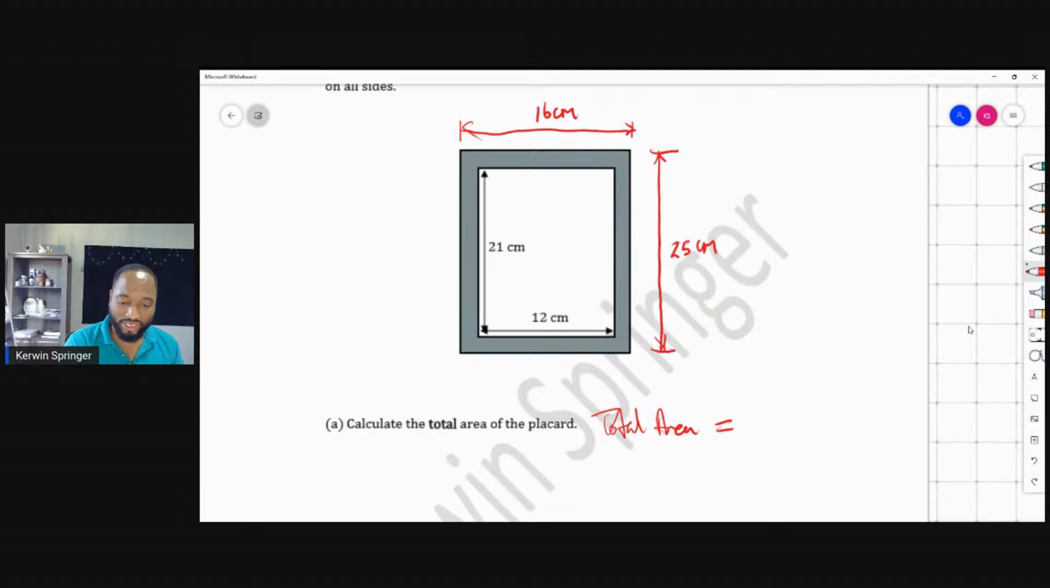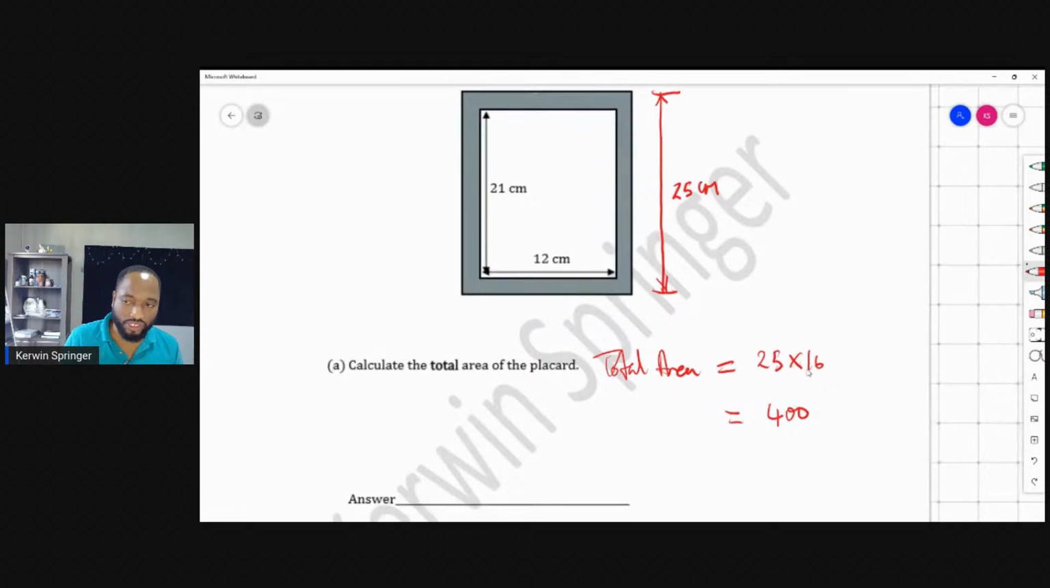So the total area is going to be 25 times 16. Now, a 4 could go into this, and 4 by this is 100. This is 4 4s, so I know this is immediately 400. You understand what happened there? You could work it out. Remember, 4 times 25 is 100, and there are 4 4s in 16. So I know this is 400. So the total area is 400 centimeters squared. That's the total area of the placard.